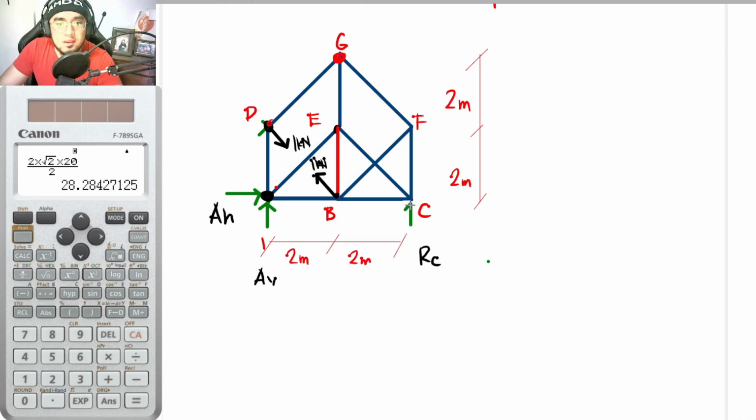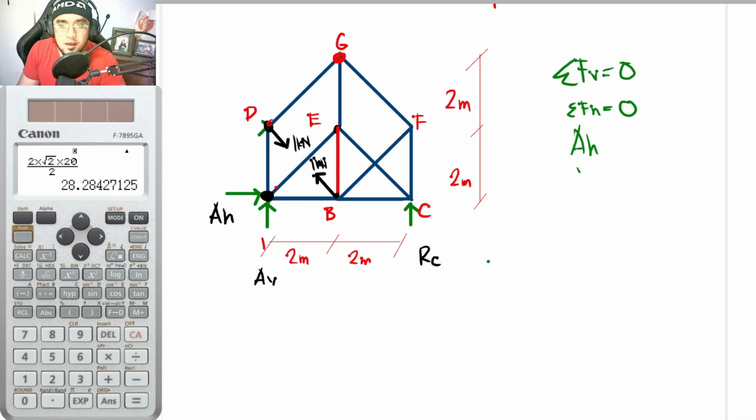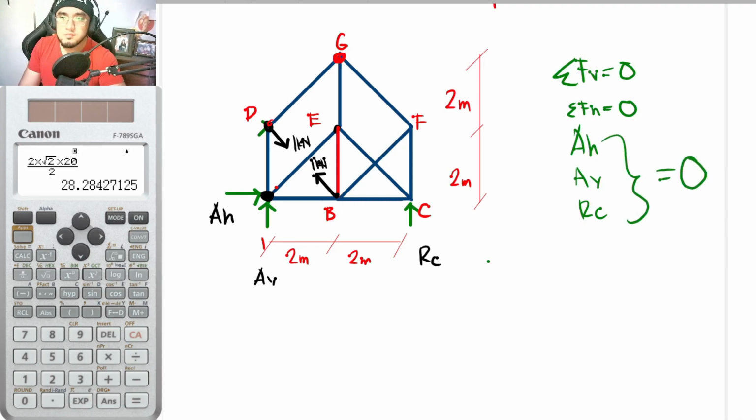If you would now be getting the summation of forces vertical, both of these would just simply cancel themselves out. So the summation of forces vertical is equal to 0, summation of forces horizontal is equal to 0. You would still have an answer of AH, AV, and RC, all of them equal to 0. So AH, AV, and RC would all be equal to 0 if you only have this unit load here. Okay, so with that, we will now go with method of joints once again, starting at joint D.